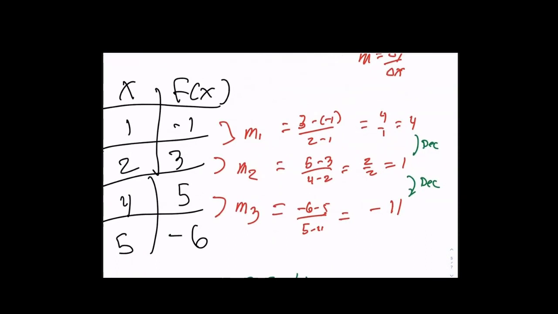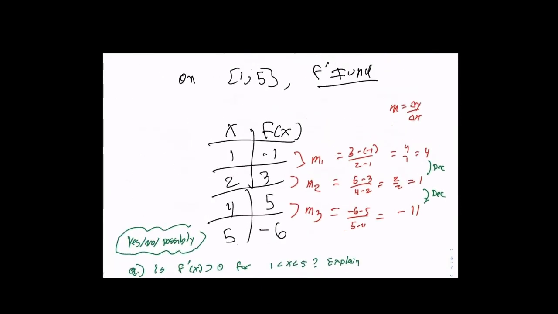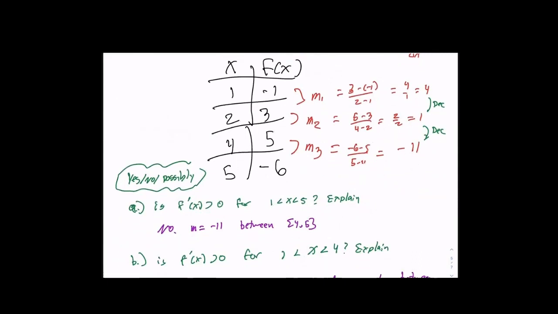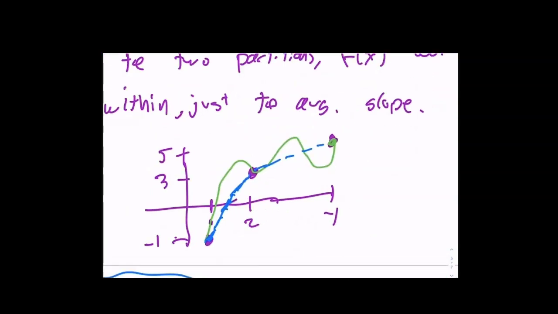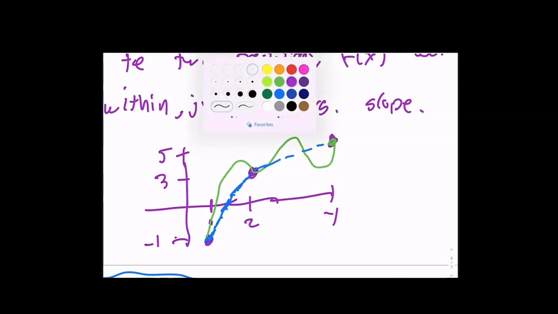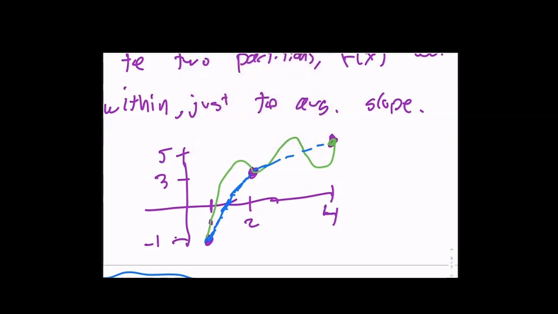All right. The slopes decreased twice. So the slopes went from 4 to 1 to negative 11. So based on these values, the slopes are decreasing. But just like this image right here, we don't know what is happening between 1 and 2, between 2 and 4, or between 4 and 5. We know that it's changing.